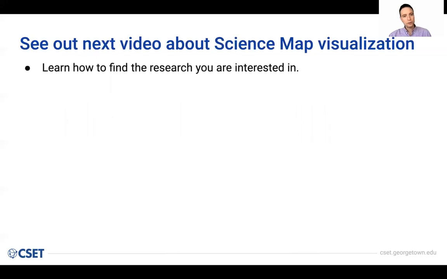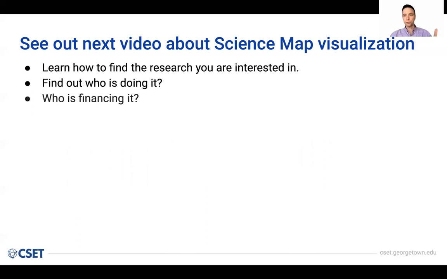Okay, so this is what we learned today. We learned how we did clustering, what kind of data we used, and how we created the science map. In the next video, I will talk about how we will use the scientific map and how to find the research you want. You will also find out who is doing the research you're interested in, who is financing it, and who is profiting from it.